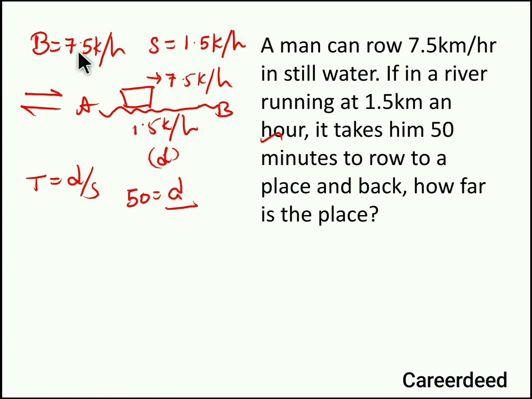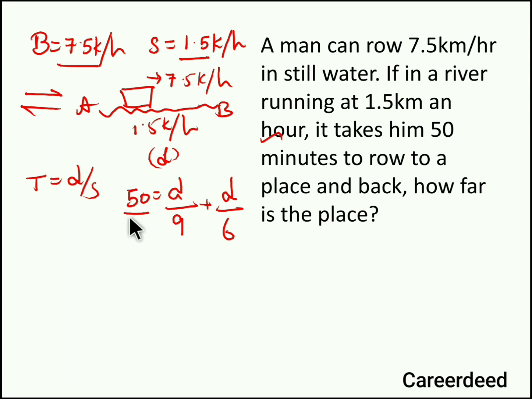In 50 minutes he will cover the distance D with the speed 7.5 plus 1.5 in downstream, right? In downstream you have to add both boat speed as well as stream speed. 7.5 plus 1.5 you get 9 km per hour while traveling in downstream. Similarly, from B to A, the distance is same d. But while traveling in upstream, here you have to subtract boat speed minus stream speed. 7.5 minus 1.5, you get 6.